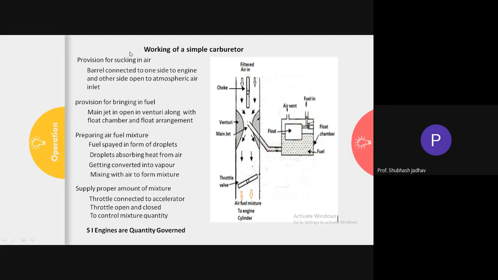आता माझा प्रश्न जर असा असेल, how the air is sucked, you should be in a position to answer. How the fuel is being brought into the carburetor, you should be in a position to answer. How the air fuel mixture is being prepared in the carburetor, you should be in a position to answer. How the air fuel mixture is being supplied in the required quantity to the engine, you should be in a position to answer.